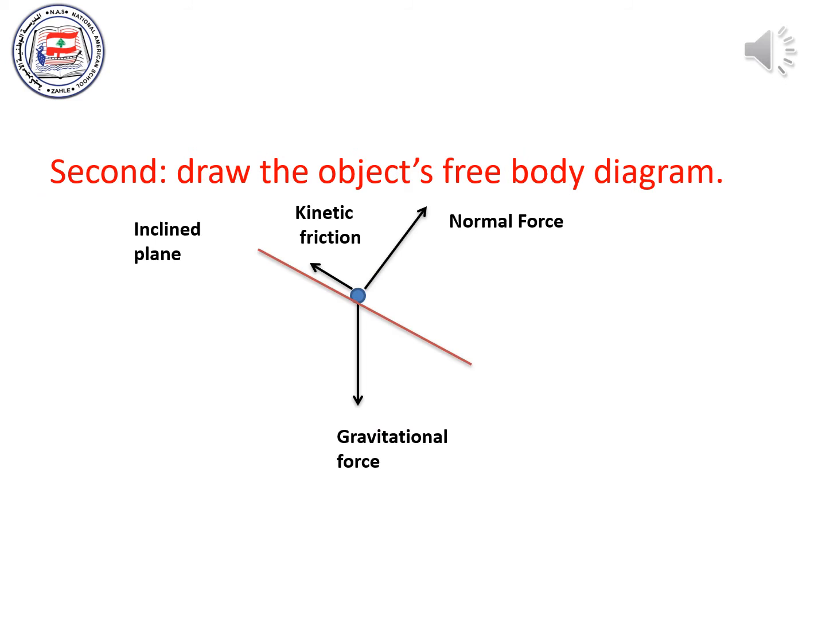Second, we need to draw the object's free body diagram. As you can see in the figure in front of you, the object is represented as a dot, and the three forces acting on the object are represented as vectors coming out of the dot. The normal force is perpendicular to the inclined plane, the gravitational force is towards the center of Earth, and the friction force is opposite to the motion of the object.